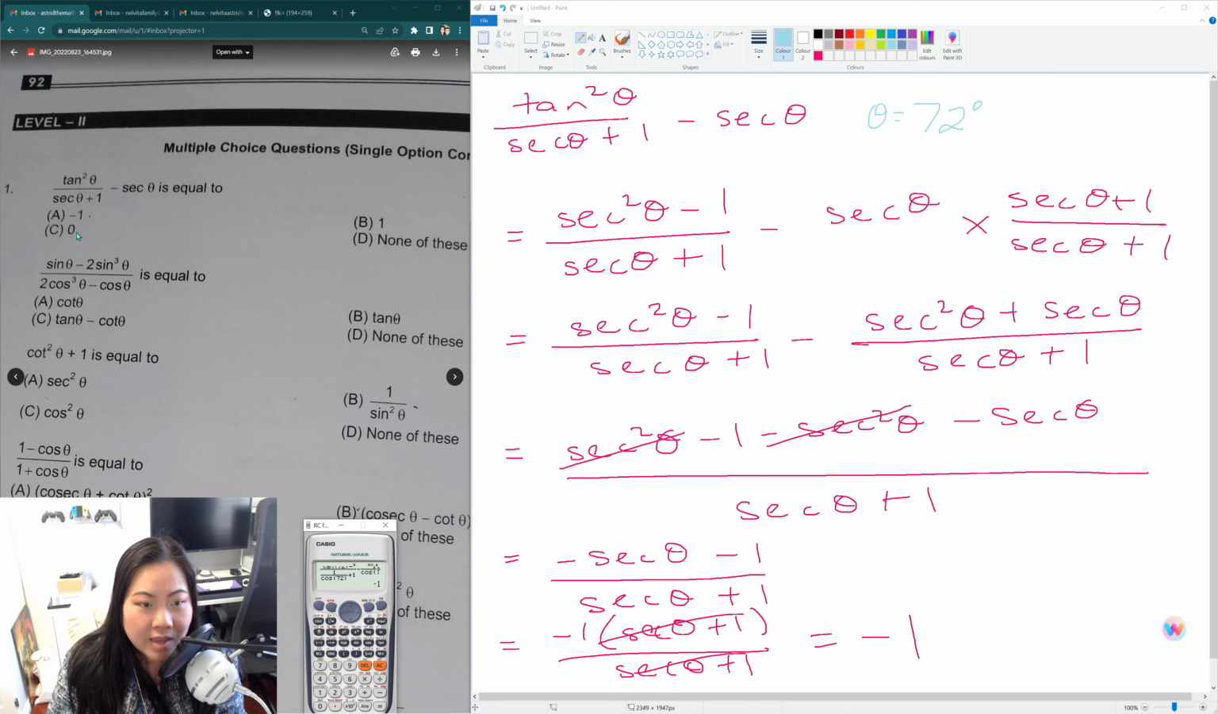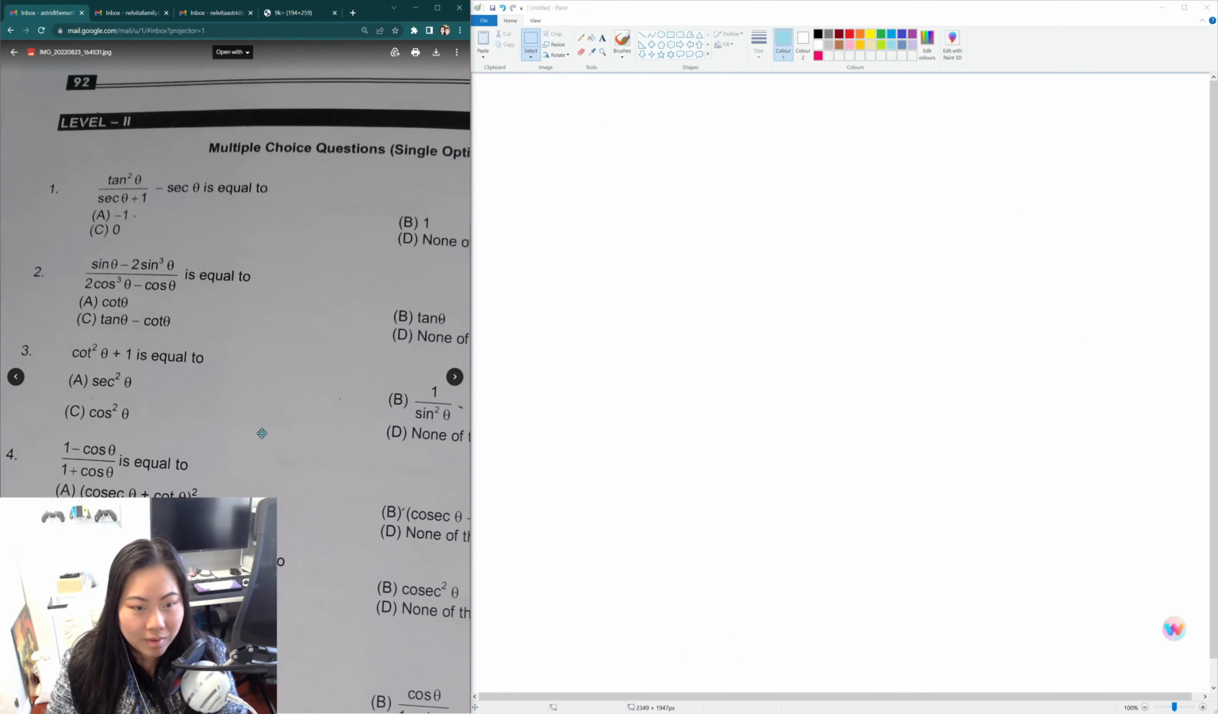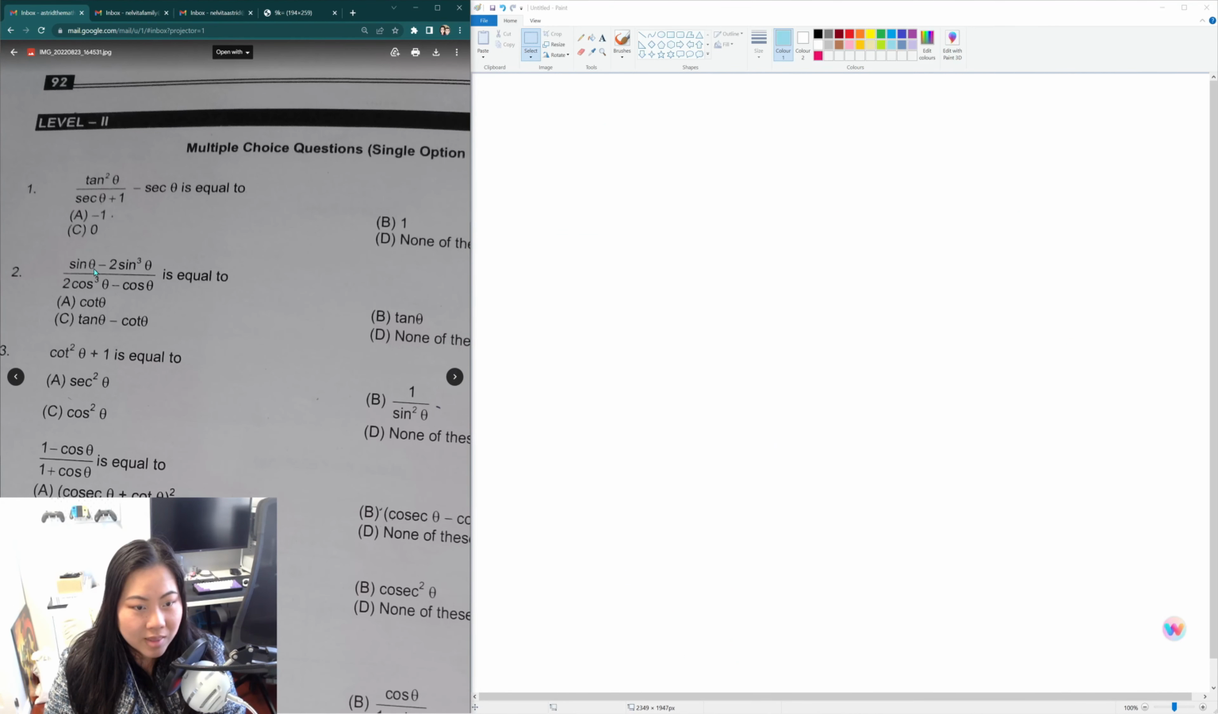And if you don't get any of these values, and you're just tempted to say none of these, I would say that's a bit sus. So maybe try to do it the algebraic way and see what you get. You should get the same both ways. Anyway, let's go to number 2. Alright, number 2. We have sine theta minus 2 sine cubed theta all over 2 cos cubed theta minus cos theta. Let me write that down.